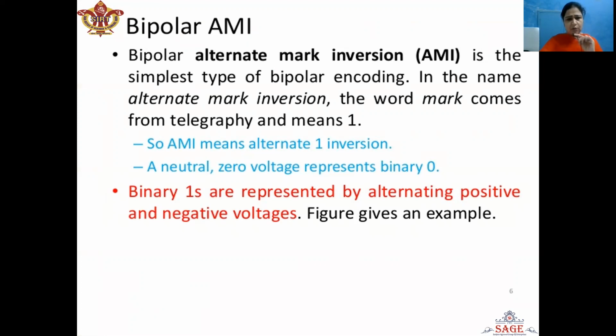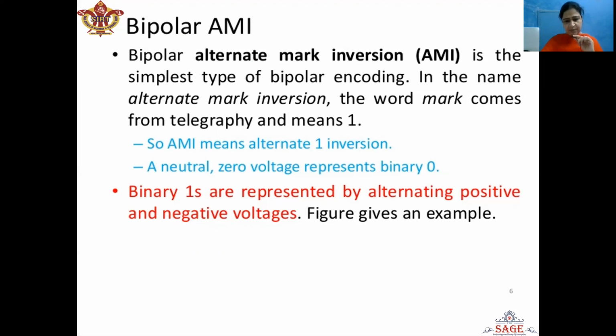In the word alternate mark inversion, the word mark comes from telegraphy and it means 1, whereas the word space in telegraphy means 0. So AMI means alternate 1 inversion. Zero voltage here is represented by binary 0. Binary ones are represented by alternating positive and negative voltages.